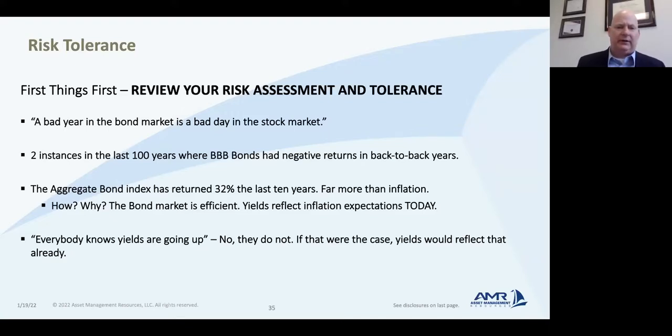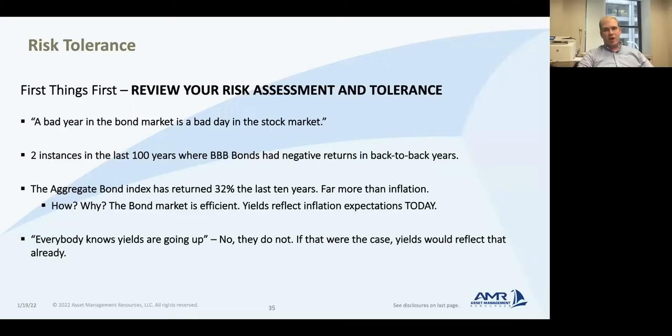What else do we want to hit on here, Brian? Well, I think we'll talk about inflation a lot, and when it comes to bonds, maybe they don't want to be in bonds when there's high inflation. The aggregate bond index has returned 32% over the last 10 years. It's far more than the 20% or so that inflation has done. So it's not necessarily the case. And the reason for that is the bond market's pretty efficient.